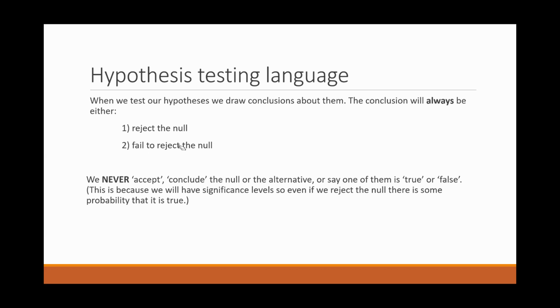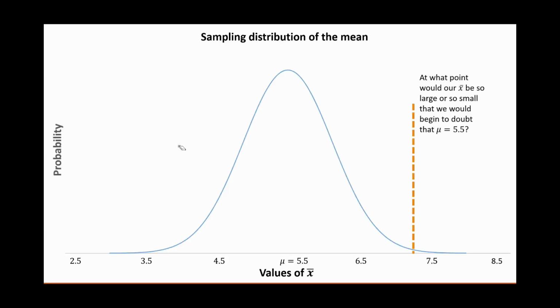And we make that decision on the basis of where our point estimate is relative to the distribution of sample means based on the null hypothesis. So basically, if our sample mean is so large or so small that we think it's sufficiently unlikely under the assumption that the null is true, eventually we will say, you know what, I reject the null.